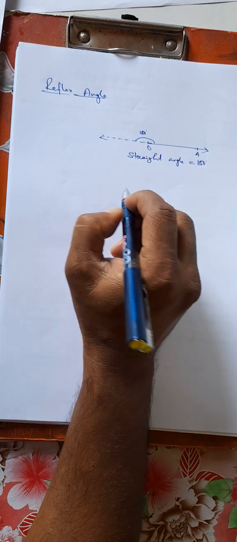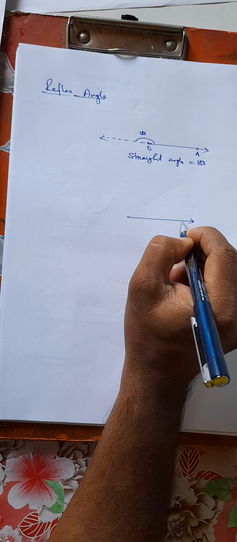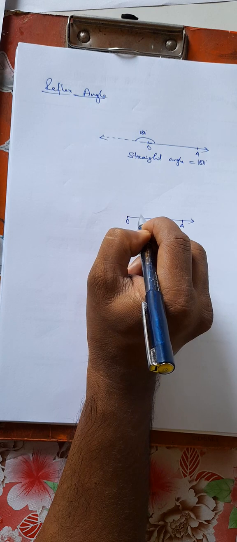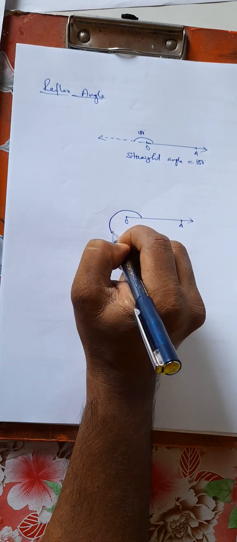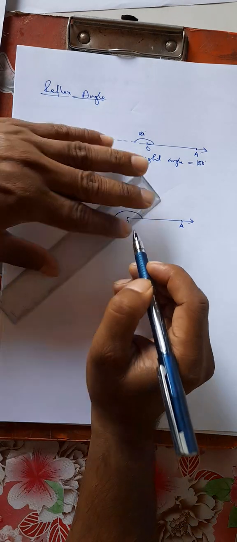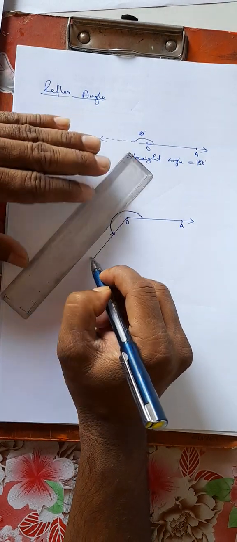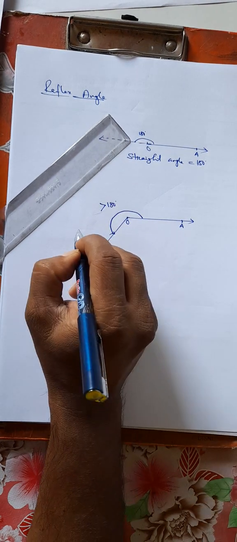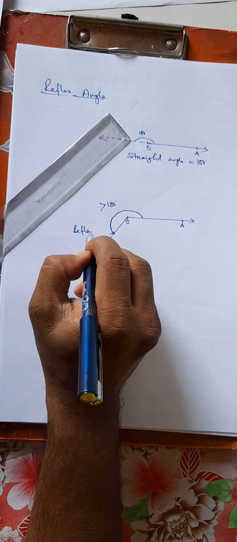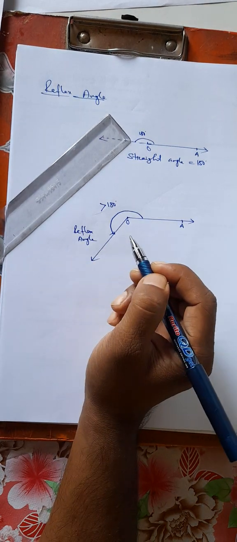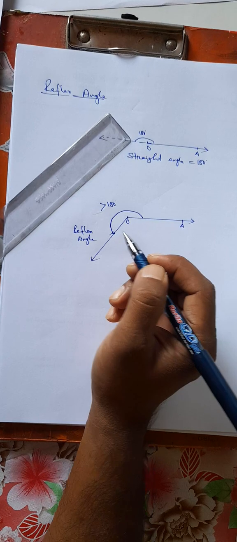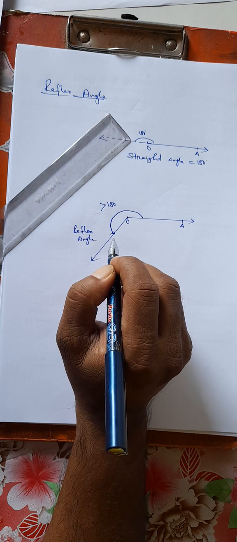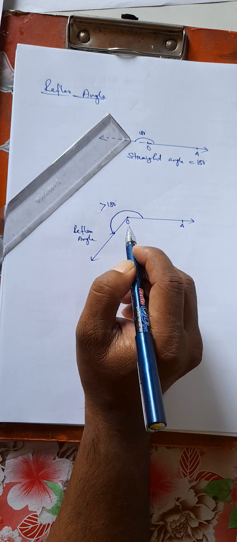Now beyond 180 degrees, if you rotate further, this is ray OA. You rotate this ray beyond 180 degrees. Suppose you rotate up to this. That means you get this angle. So this angle is greater than 180 degrees. This is called a reflex angle. So what is a reflex angle? An angle which is greater than 180 degrees and less than 360 degrees. That means it's a reflex angle.